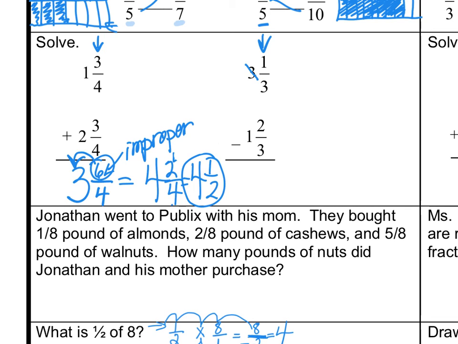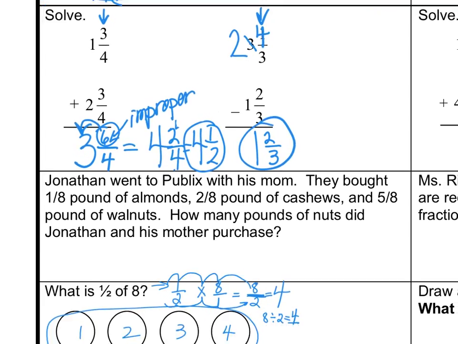So I don't have 3 wholes anymore. I have 2. And a whole in thirds is 3/3. I have to add that to the 1/3 I already had. So now I actually have 4/3. Okay, now 4/3 minus 2/3 is 2/3. And 2 minus 1 is 1. And this truly is the best way to say it, 1 2/3.